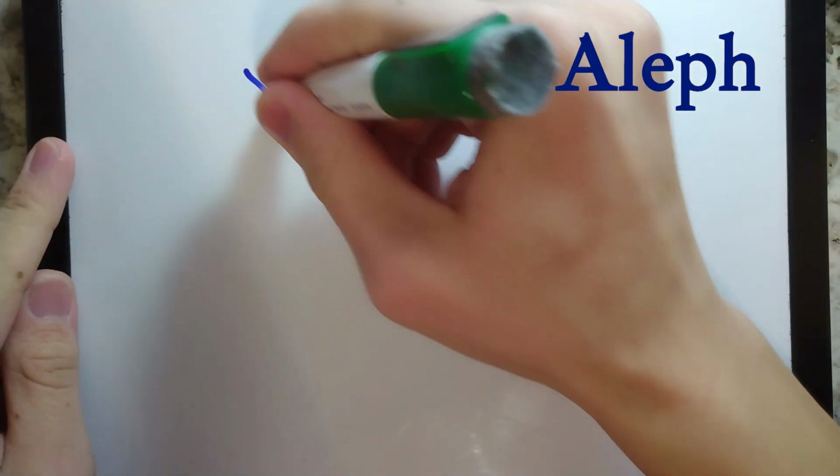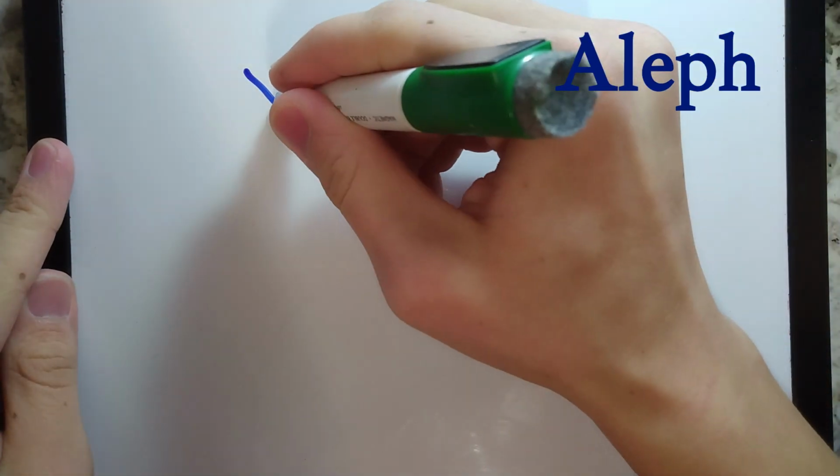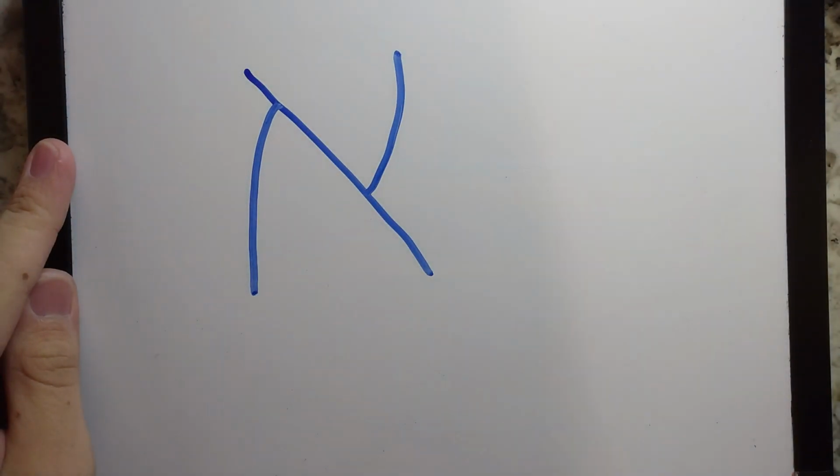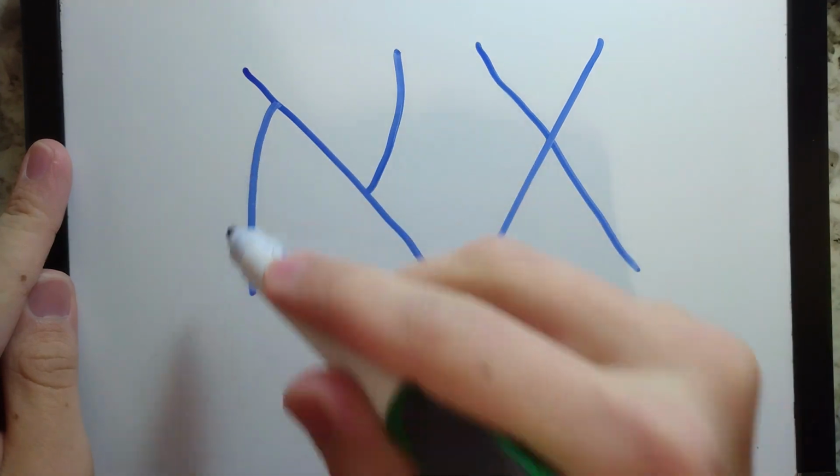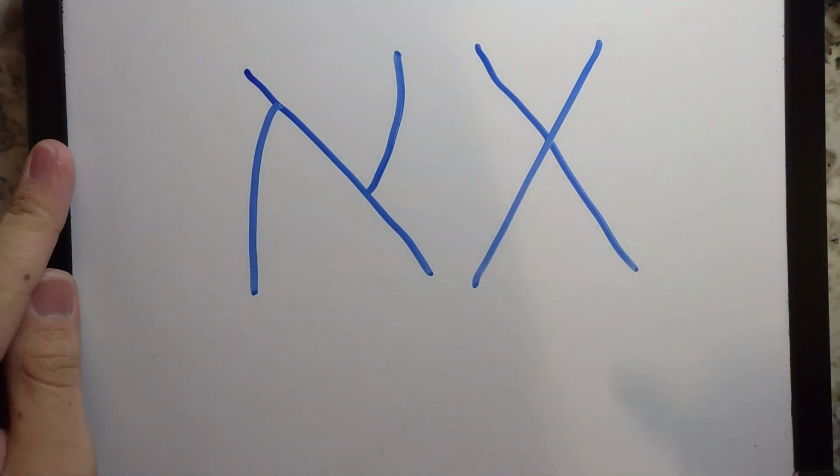Let's start with the first letter of the Aleph-bet, which is Aleph. Aleph looks kind of like a letter X, except these 2 lines are not connected to each other and are also curved. The letter Aleph is a silent letter. It makes no sound by itself, but we can put a vowel marking on it to make that vowel's sound.